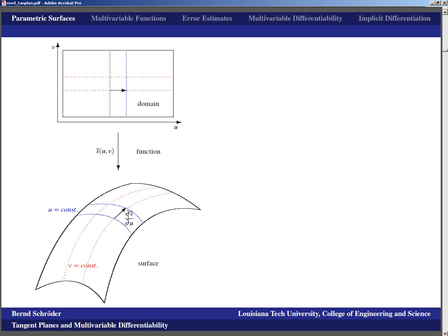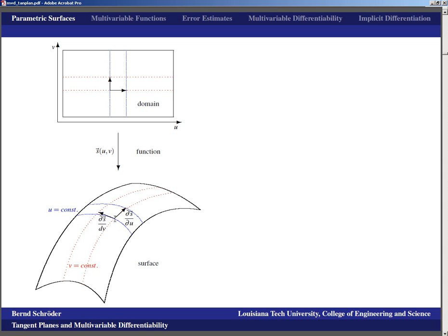We hold v equals constant, that gives us a parametric curve, and we take the derivative of that with respect to its input parameter. And so that would give us a vector that is tangential to this parametric curve. We can also hold u equals constant and compute the rate of change in the v direction, which would be the derivative of this parametric curve here, and so that gives us a vector that is tangential to the blue curve, and we can denote that vector ds dv.